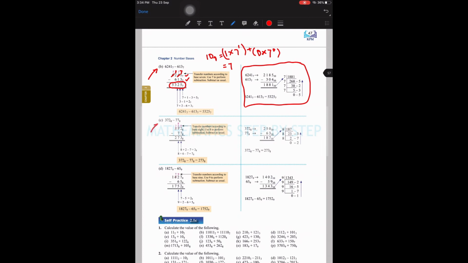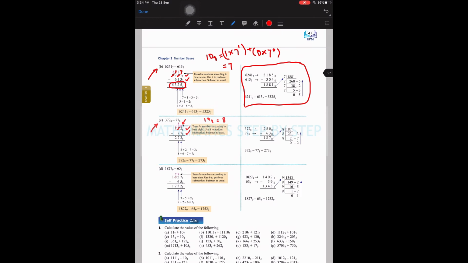Now let's go to C. 372 base 8 minus 77 base 8. 2 is not enough to minus 7, so we have to borrow 1 from here, okay? So 7 becomes 6, then we have 8 here. Why is it 8? Because 10 base 8 is actually equal to 8. Okay, 8 plus 2 minus 7 gives us 3.